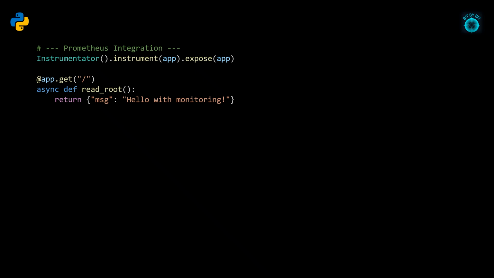To summarize, the logging setup ensures that every request and response is written to the logs, which helps with debugging. The middleware makes that possible. The Prometheus integration makes metrics automatically available, and Grafana can later visualize those metrics in dashboards.